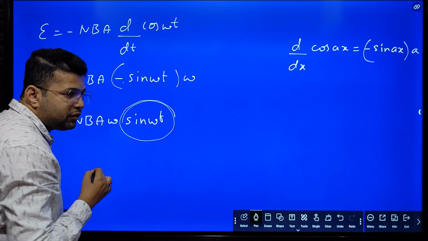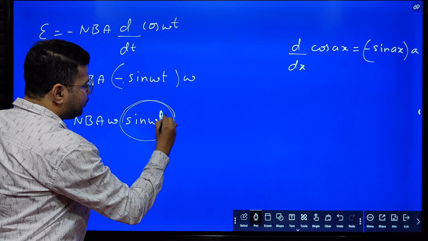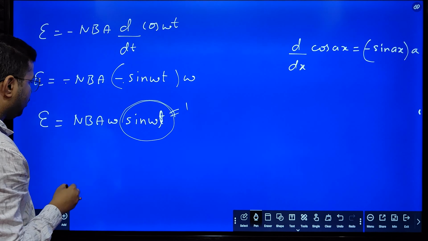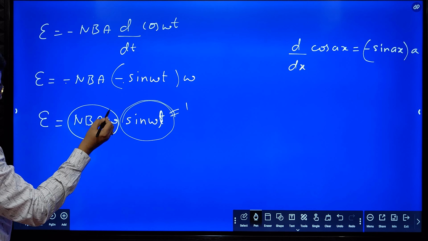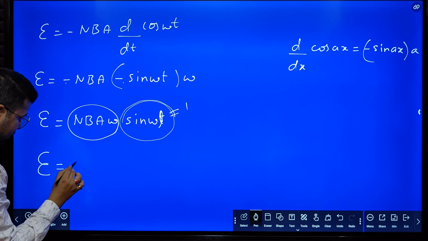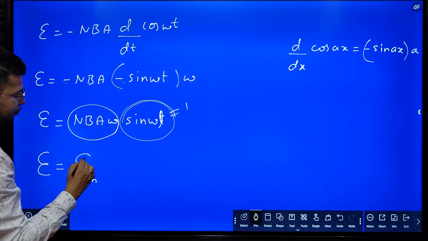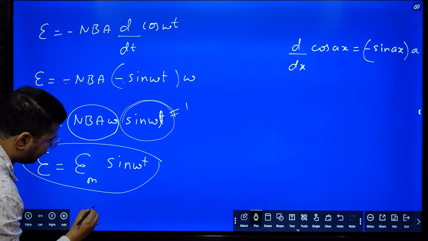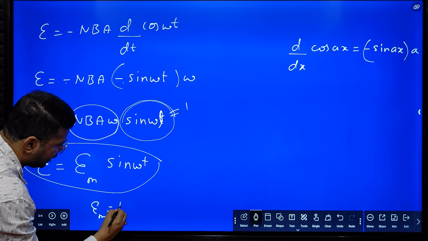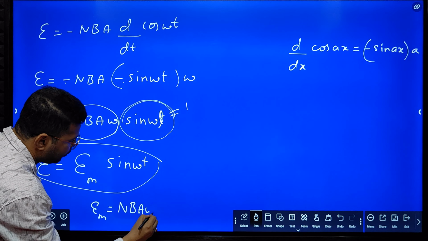Now what is the maximum value of sin omega t? Maximum value of sin omega t will be equal to 1. Therefore, maximum value of induced EMF will be NBA omega, or I can write it as E is equal to E maximum, Em, into sin omega t, where the maximum value of induced EMF Em is given by NBA omega.